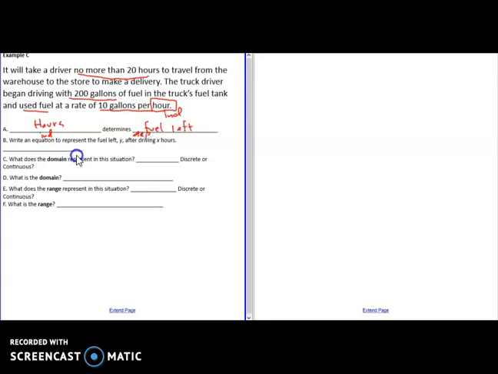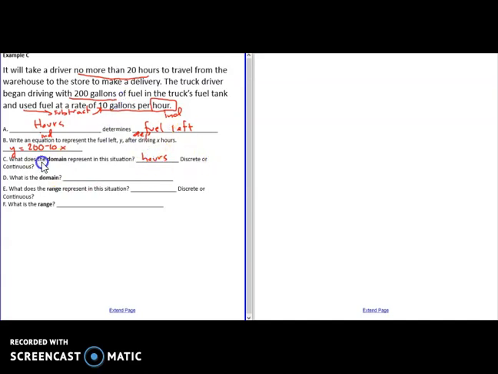Okay, so if we write this equation, we have the fuel left is Y equals, and after our driving, so we need to figure this out. We're going to write it a little bit different because he started with 200 and then he used, which tells me subtract. So I'm going to subtract 10 gallons. So we're going to subtract 10 per hour. So the domain represents the hours.